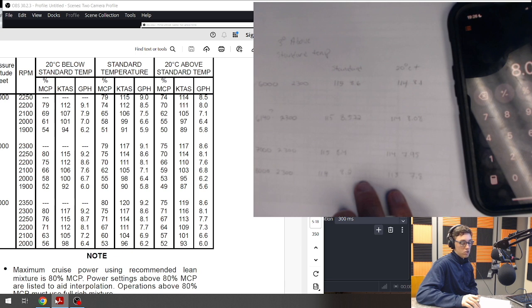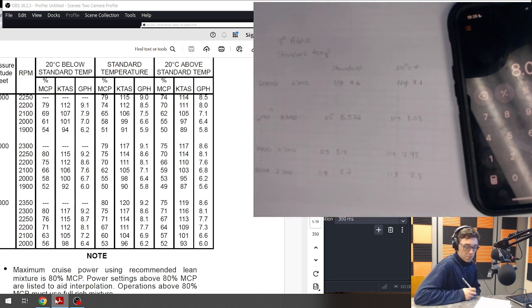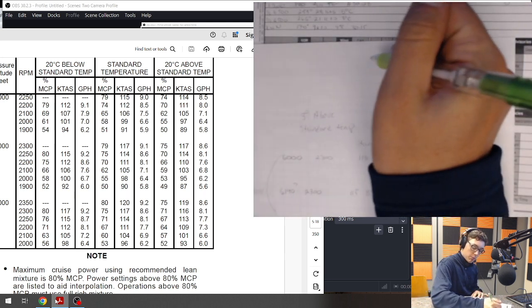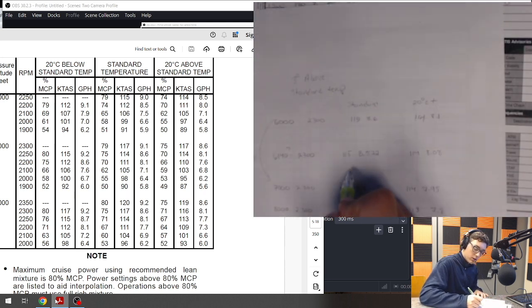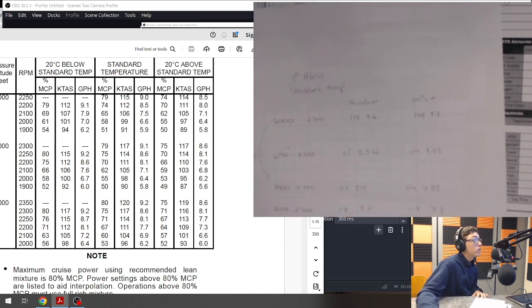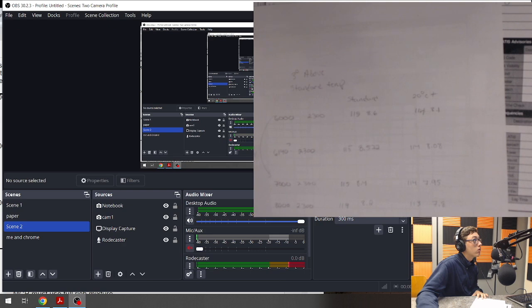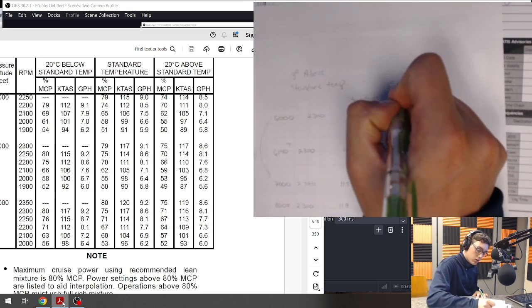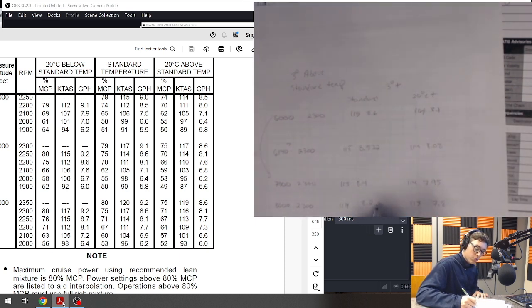All right, now I have these awful long numbers with a bunch of decimal places. What I'm going to do after that, I know that I'm 3 degrees above standard temperature. So let's work up here. Let's just copy my information over here. Actually, I'll just do it right here. I need to find the middle ground between here and here. I am 3 degrees above. What do I do?